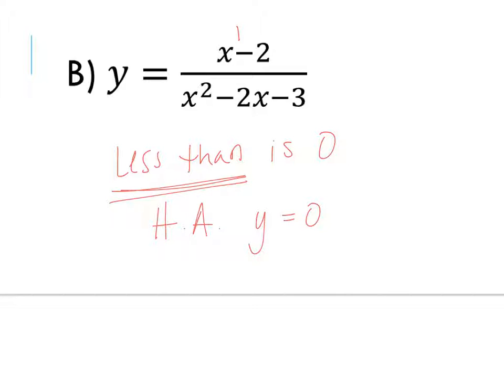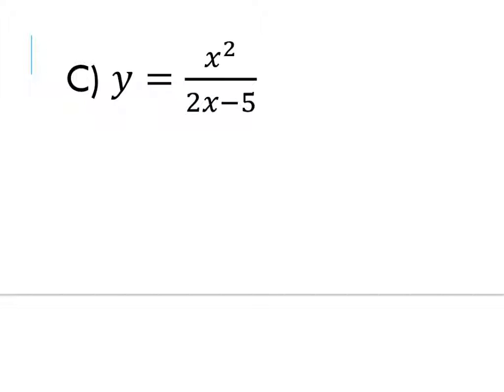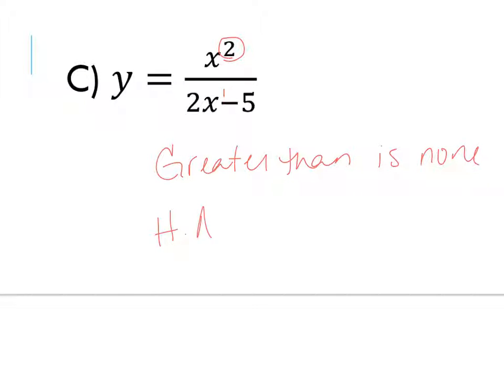Okay, so let's do the last. Again, our degree here is 2 and the bottom degree is 1, so this is greater than. And remember what I just said, greater than is none. So our horizontal asymptote here is none. Okay, we're going to practice with our tries.